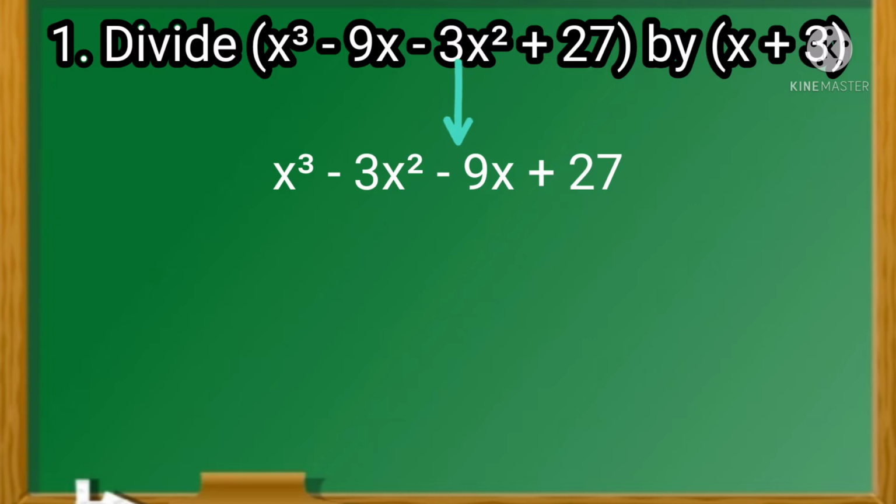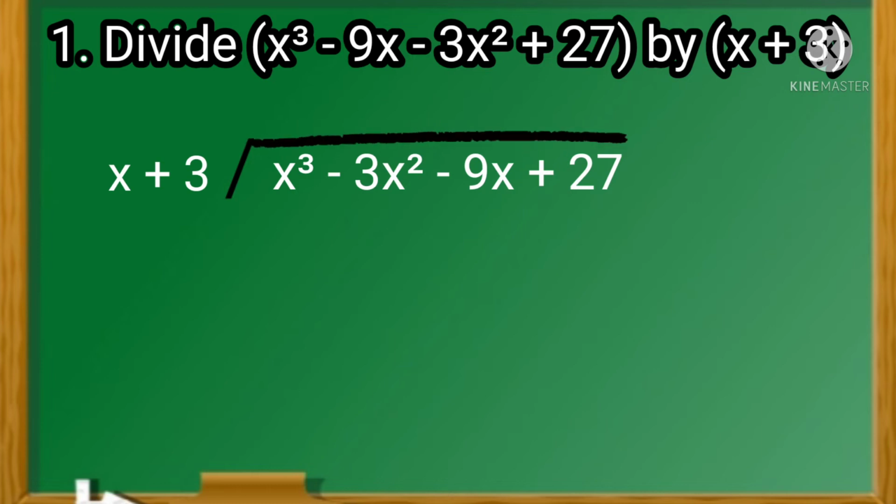Take note, in rewriting the expression into standard form, the constant or the number itself will be written at the end of the expression. Let's continue. Our divisor is already in the form of standard form. Next, we will rewrite them in this way.